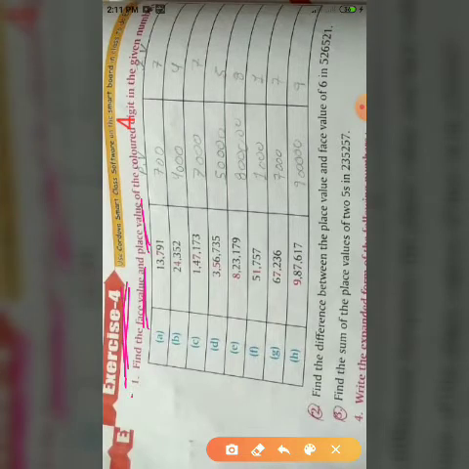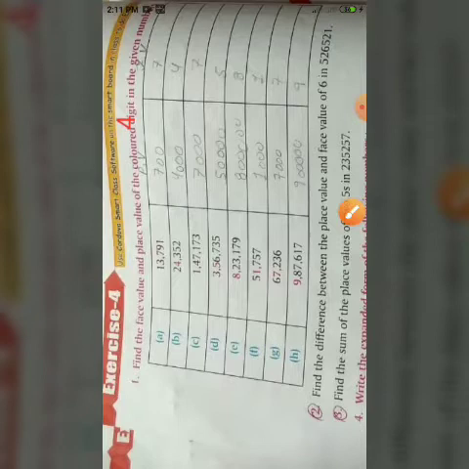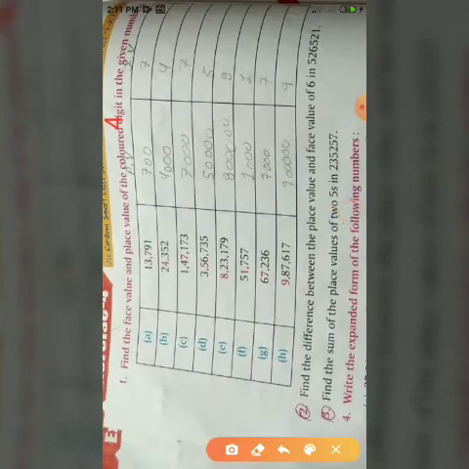So in the first question, we have to find the place value and face value of these numbers. We will write their values one by one. Question number 1, part A. This is 13,791. We have to write the place value and face value of the colored numbers.